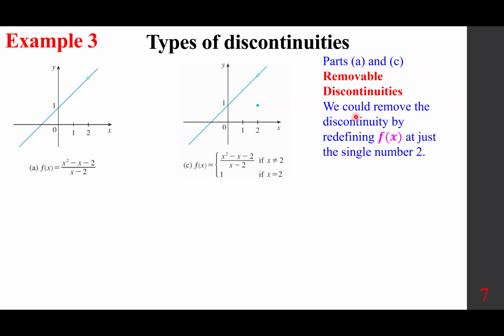Parts A and C are known as removable discontinuities. We could remove the discontinuity by redefining f of x at just the single number 2. So in both cases, we can easily fix it.